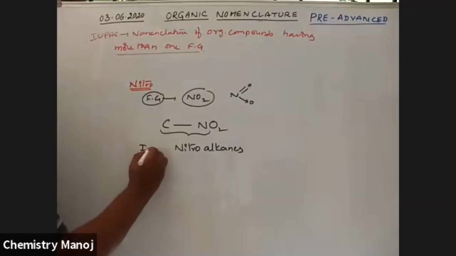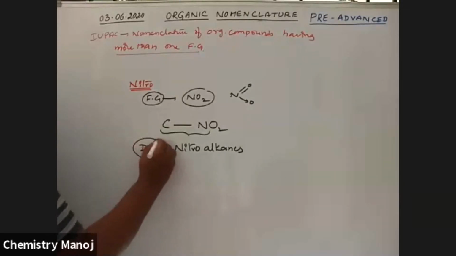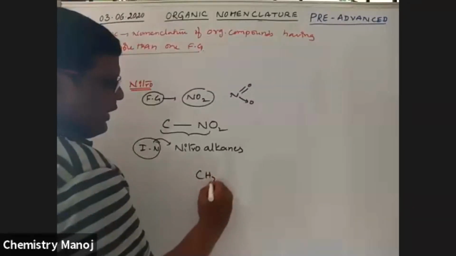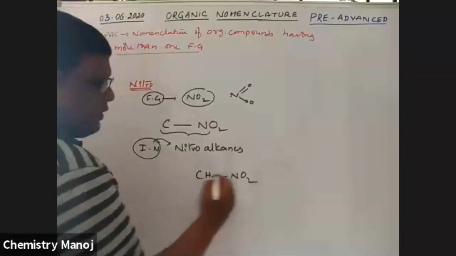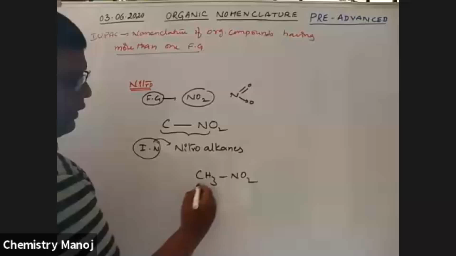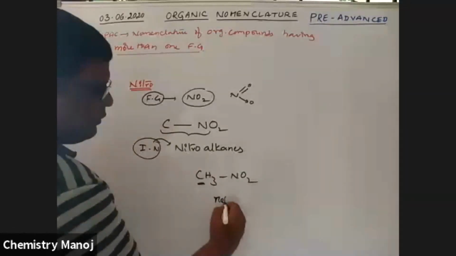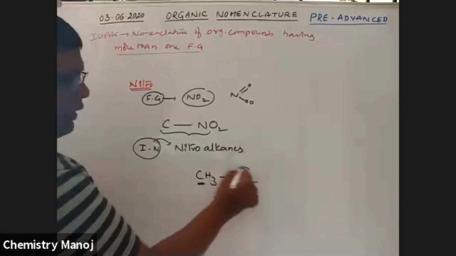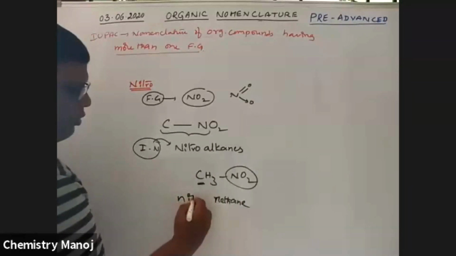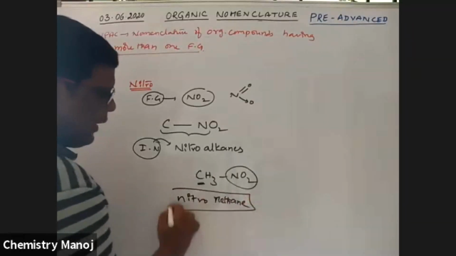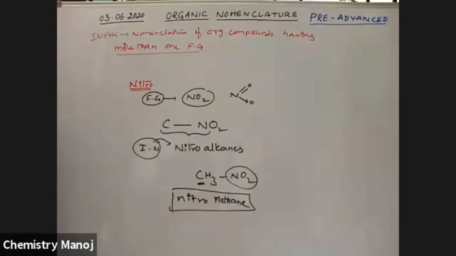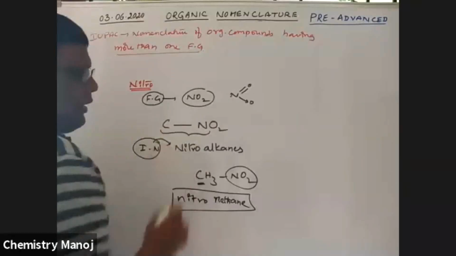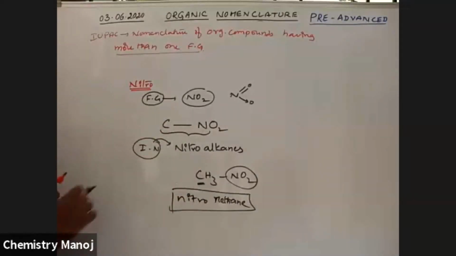It is the IUPAC name. For example, CH3NO2. Here nitrogen is connected with carbon. Therefore, it is one carbon, meth, ANE, methane. NO2 is attached. Nitromethane is the IUPAC name of this compound. So here nitrogen is connected with carbon, but sometimes oxygen is connected.